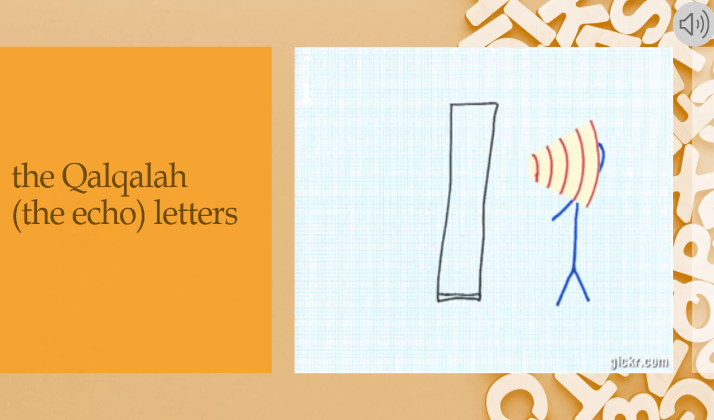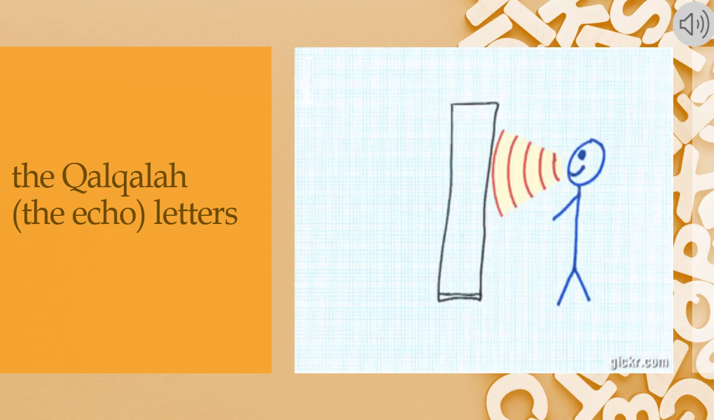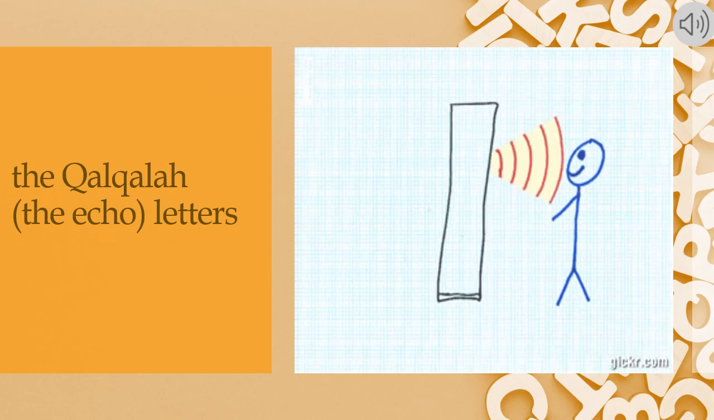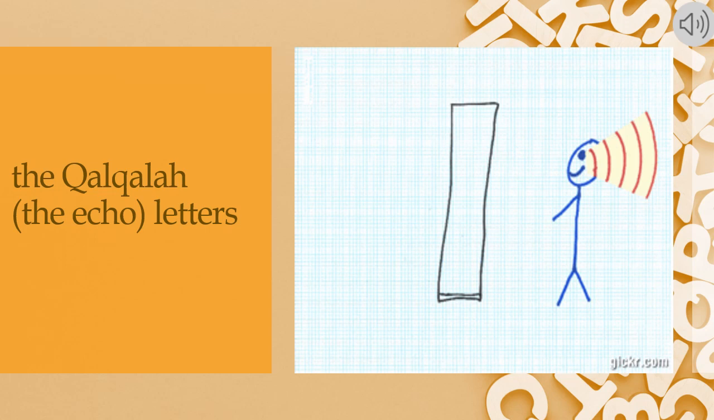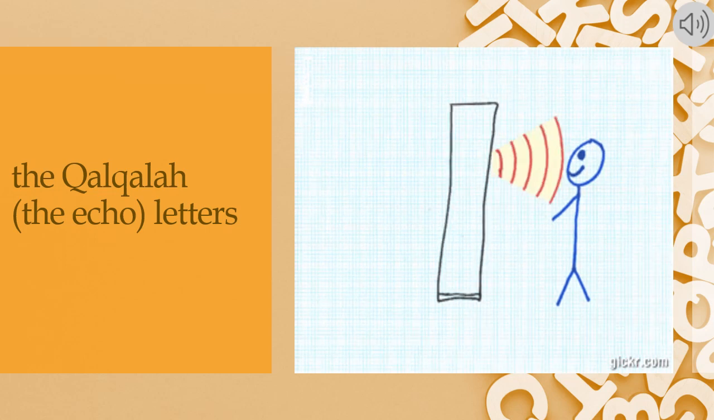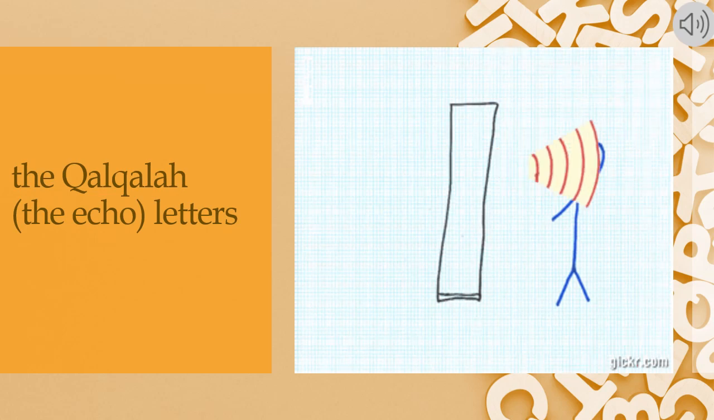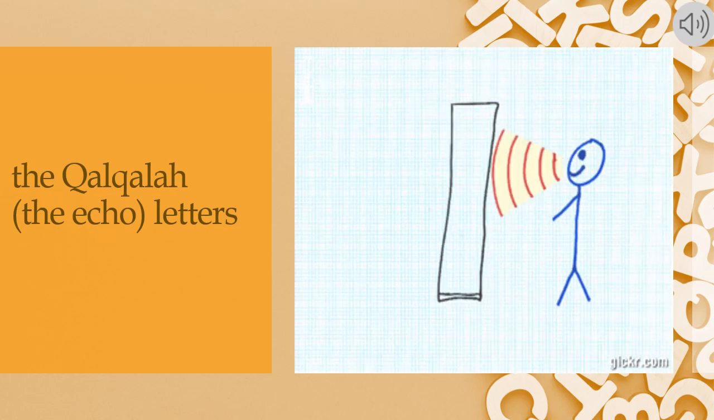So, our lesson today is about حروف القلقلة. In Arabic, حروف القلقلة, and in English it means the echo letters. The echo letters. And we are going to cover all aspects of our lesson today, inshallah. Here we go.